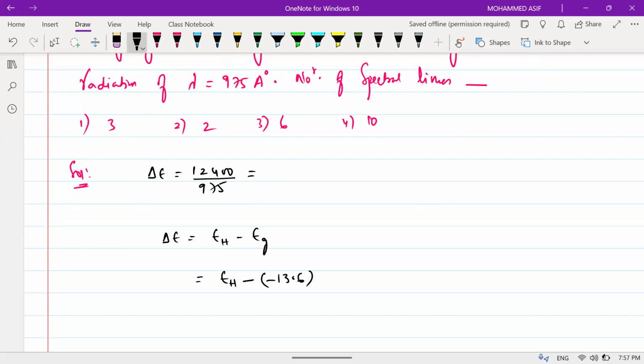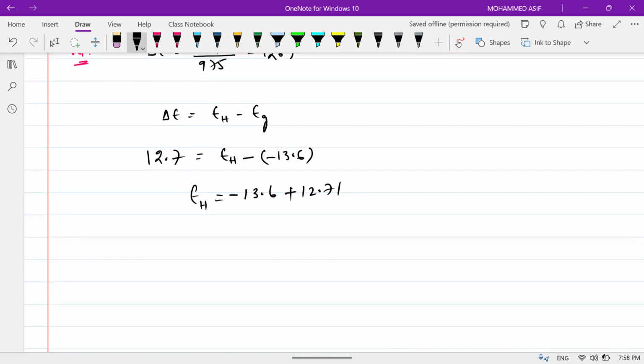See how much delta E value comes. E2 minus E1, right? Ground state means minus 13.6. Delta E value is 12400 divided by 975, roughly 12.7. That means this is 12.7. So how much am I getting for the energy of the higher state? Energy of the higher state is minus 13.6 plus 12.7. So this comes out to minus 0.84, or about minus 0.85. So this is the energy of the higher state.